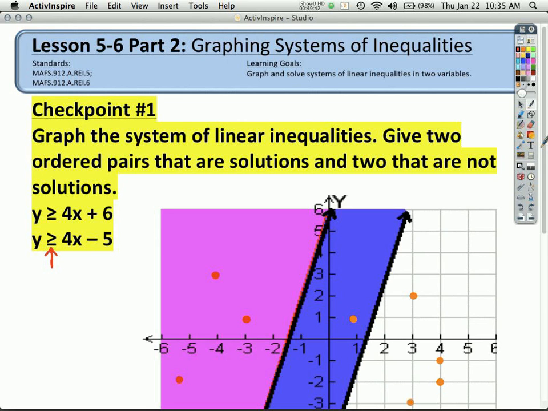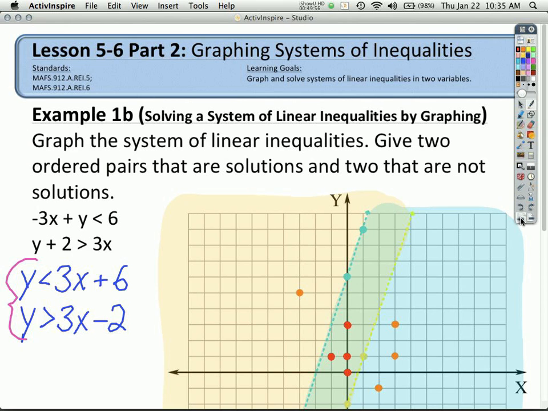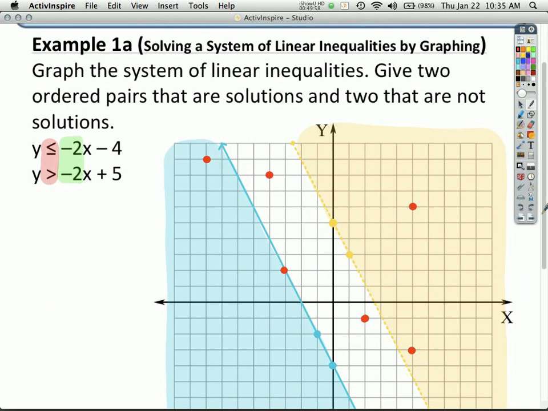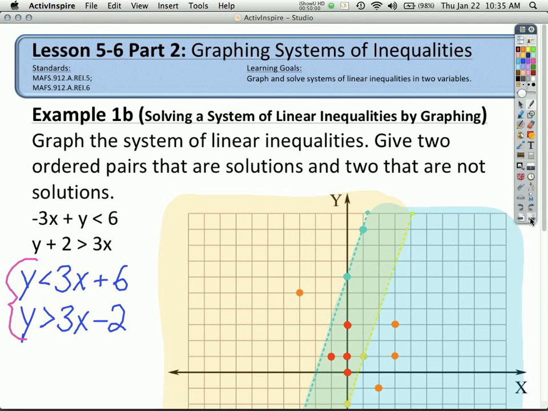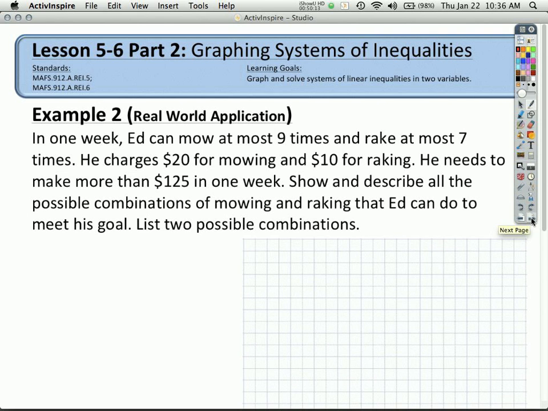So we started out just graphing any old system, and we saw what happened there. Then today we saw parallel lines, and we saw 3 different cases. We saw parallel lines for which there was no solution. We saw parallel lines where the solution region was in between, and we saw parallel lines where the solution region was on one side of the parallel lines. So now we're going to go to the most important aspect, which is applying it to a real scenario.